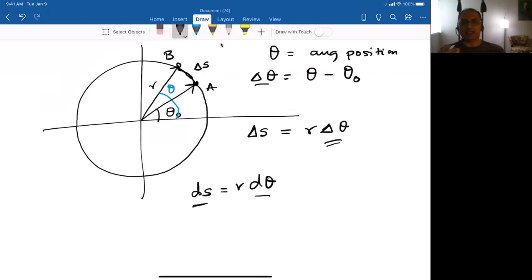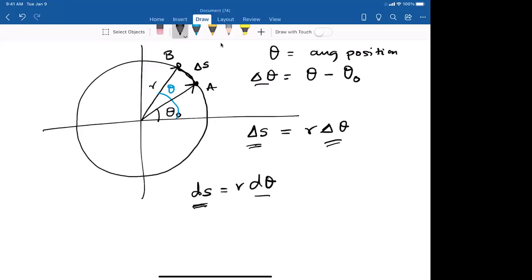I've just been recapitulating what's in the pre-lecture video. So I talked about what delta theta is, and I talked about delta S, which is the length of arc as you go from point A to B. And the question that I just asked is: if points B and A are very, very close to each other, which means that the angle delta theta is infinitesimal, then what can you tell me about the direction of ds?